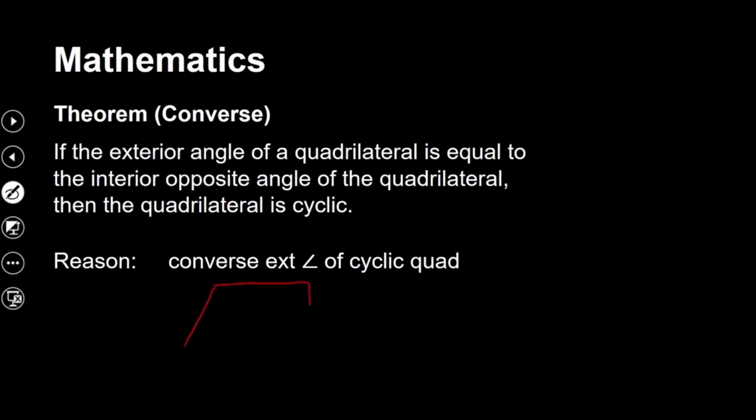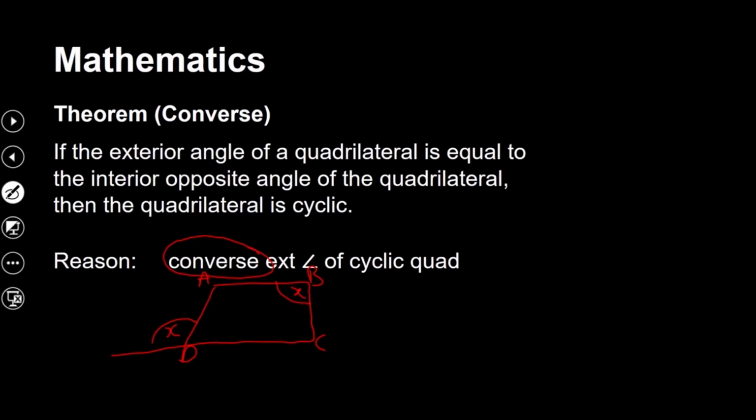If I have something like this, and I find that this angle here is x and that angle there is also x, then it makes ABCD a cyclic quadrilateral. That's what the converse says. And then your reason will include the words converse exterior angle of a cyclic quad.